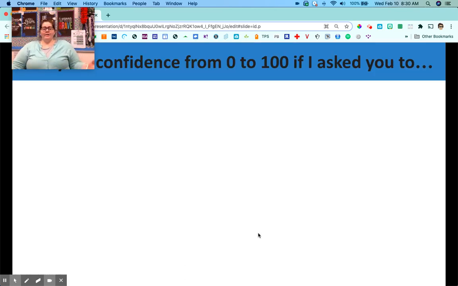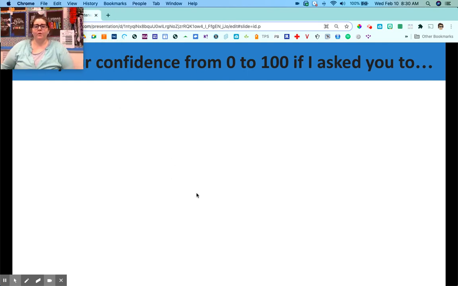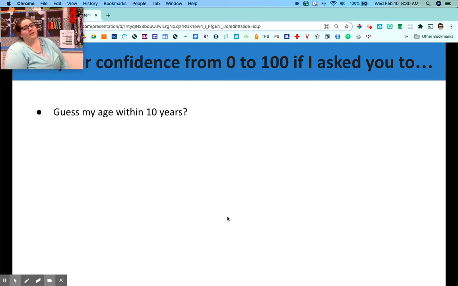So here's a way I want to describe this. Imagine that I asked you to rate your confidence from 0 to 100. How confident would you be if I asked you to guess my age within 10 years? If you're right, you get a prize. How confident would you be that you could get the correct answer within 10 years? If you're 10 years off in either direction, you still win the prize. You're probably going to be fairly confident, hopefully, right?